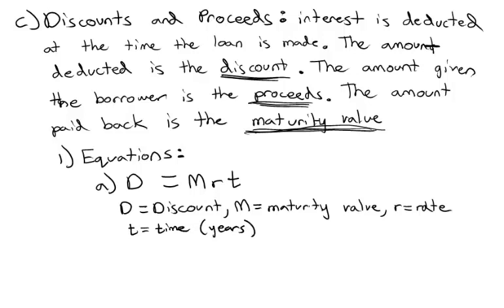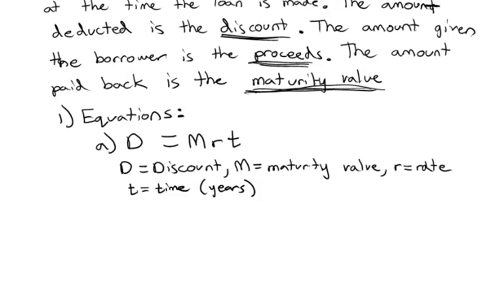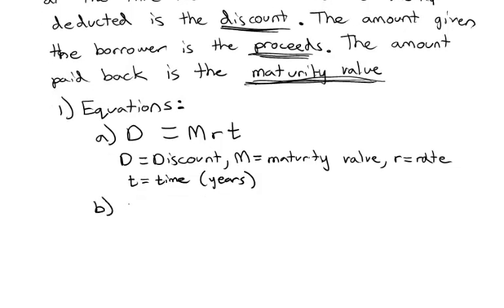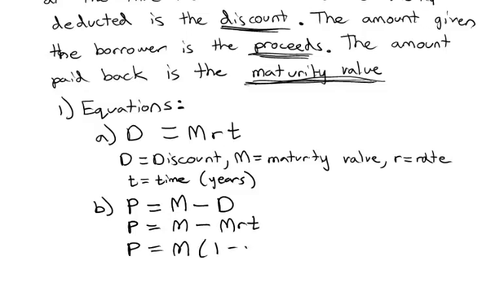Of course, most often we're not interested in the discount. When you're getting one of these payday loans, what you're interested in is how much am I going to get, right? So that's our second equation. The proceeds, how much you get, is equal to the maturity value, but this time minus the discount, because the interest comes out up front. And in much the same way we played with these before, D, the discount, we found out was MRT, and we can factor that M out to get 1 minus RT. And the only new variable here is P representing the proceeds.